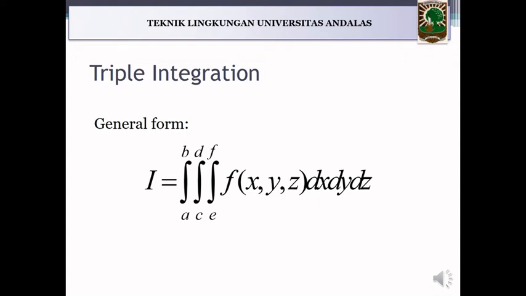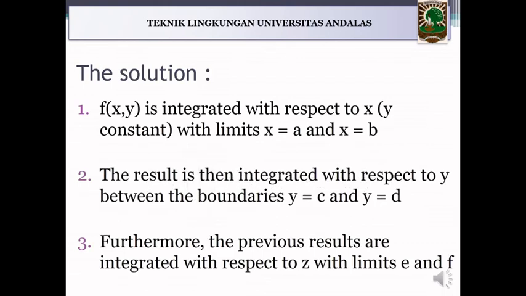Okay, now we move to triple integration. Similar to double integration, in here we have three integral symbols with a function that has x, y, and z. How to solve it is similar to double integration. First, we need to solve the x. We limit x equal a and x equal b. With the result of that integration, we integrate again with respect to y between the boundaries y equal c and y equal d. Furthermore, the previous result is integrated with respect to z, with limits e and f.